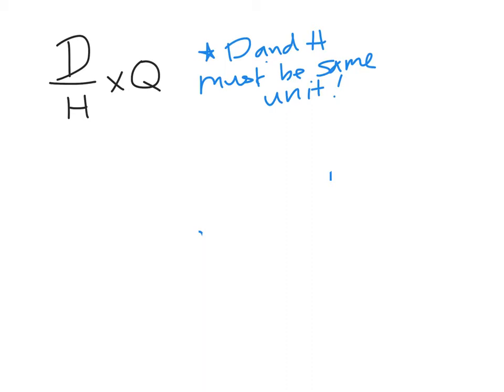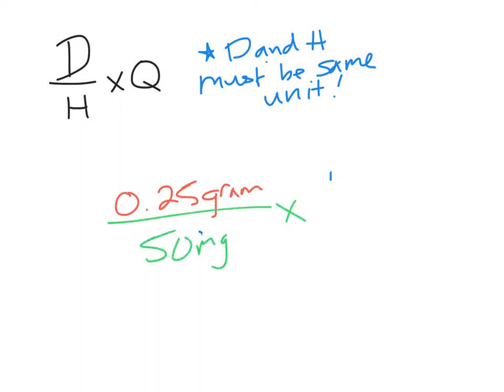Looking at number 6, you can see that the doctor has ordered 0.25 grams. Let me just write that out here so you can see that's grams. And that medication comes in 50 milligrams per 2 milliliters. There's another thing we're going to have to pay attention to here, that it is per 2 milliliters, so we can't forget to multiply by 2 there.